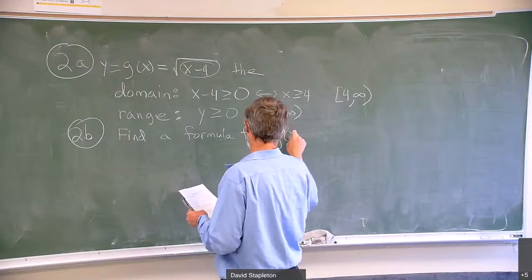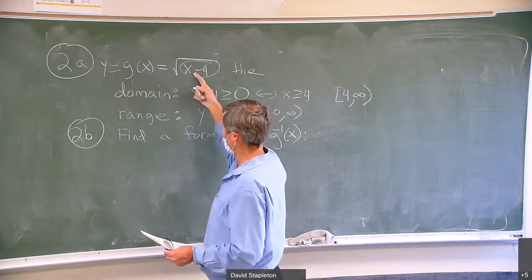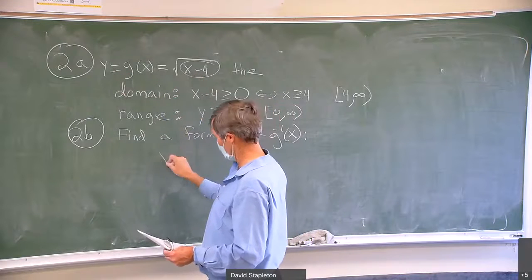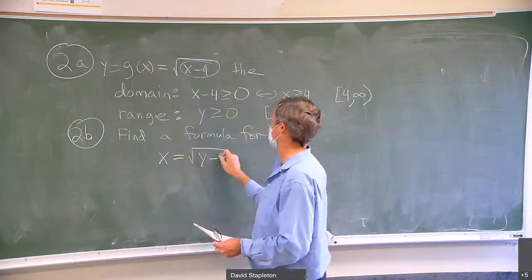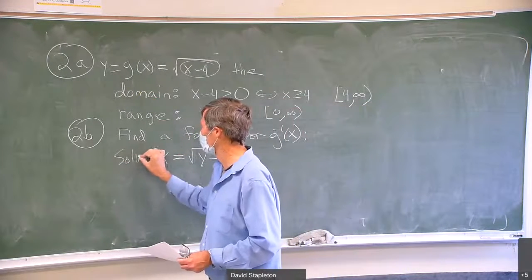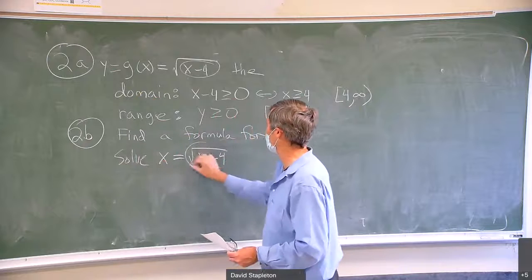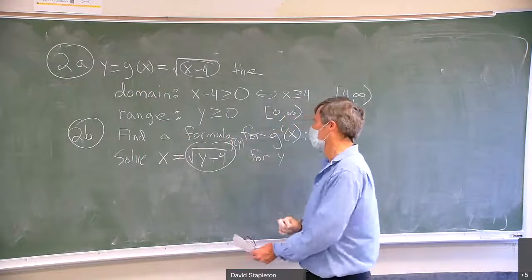Make sure we have this concept now because it does come up. If you have y equals g of x, to find the inverse, you write x equals g of y. You just interchange x and y in the equation. So you solve this for y, and that'll give you the inverse. So solve x equals g of y for y to get the inverse function.